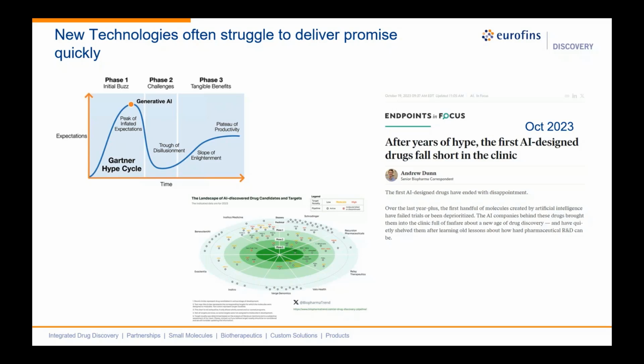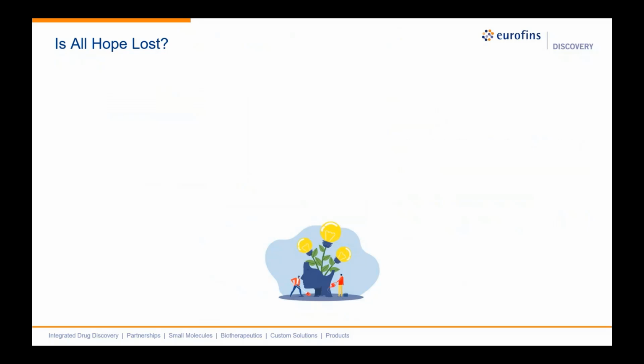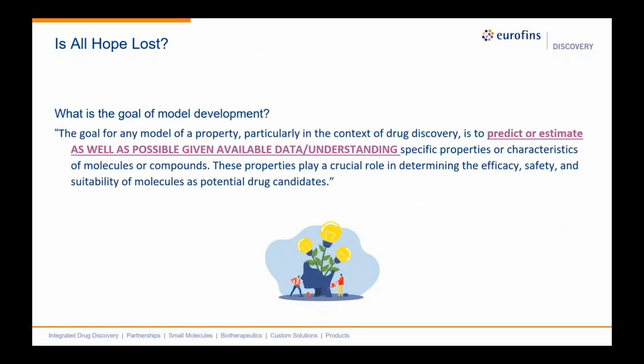And we're getting to the point where we're going to see this probably not too deep trough of disillusionment, because I think we've used these models long enough to realize that we're going to find the practical ways to use them to make drug discovery better. So is hope lost? No, I don't think so at all. From my perspective, the goal of model development is predicting any property, particularly in the context of drug discovery. You want to predict or estimate as best as you can given the data you have.